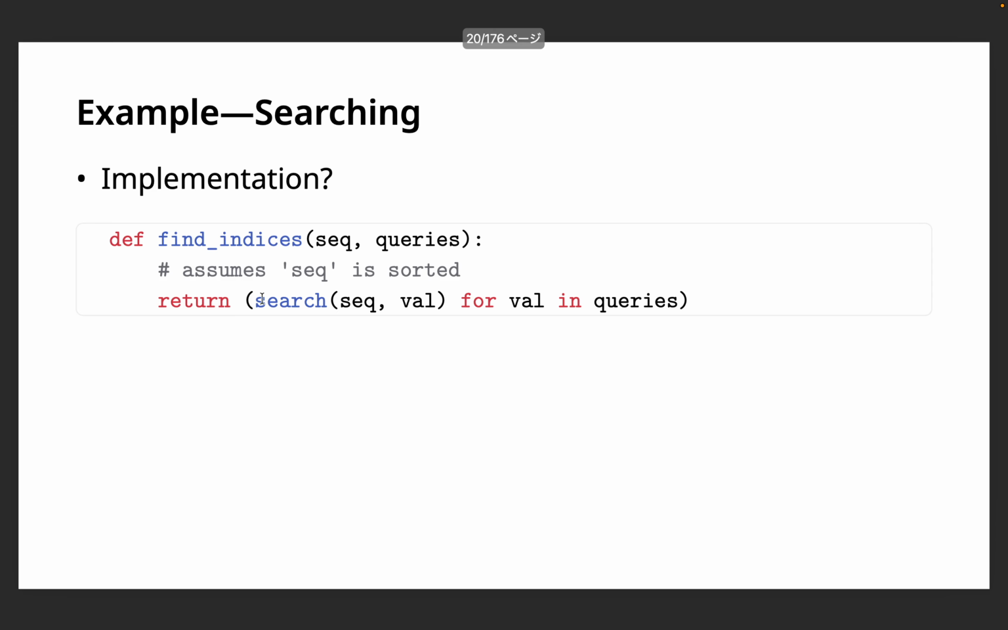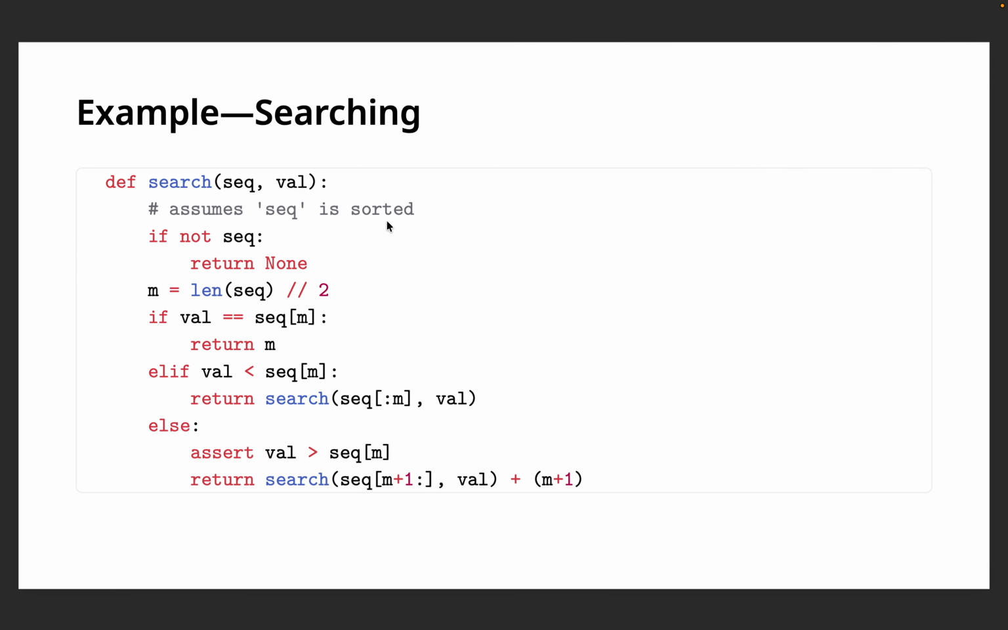Okay, so this search function, how you would implement this, could look something like this. So what is happening here? Here, these are your inputs. And what you want to do here is check whether this value is inside this sequence over here. So if the sequence is empty, then you have nothing to search for. So you're already going to return none over here.